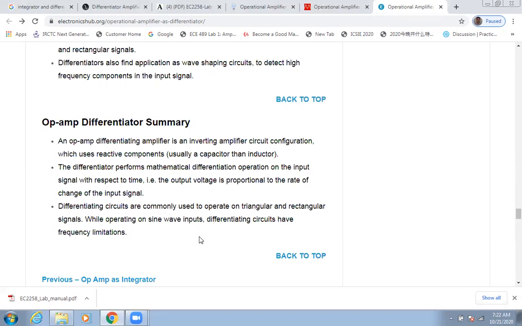In the next lecture, we will discuss the instrumentation amplifier.